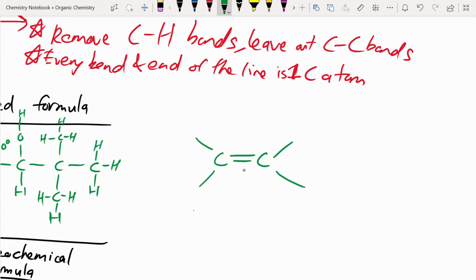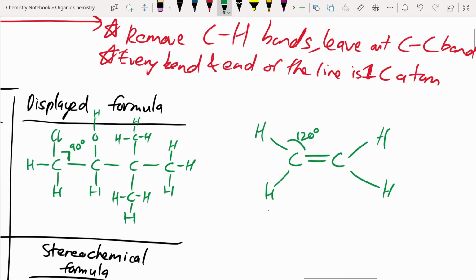Then another type of relative placing you'll need to take note of is ethene, or any double bond where there's a trigonal planar shape. If there's a trigonal planar, you need to know that it must be 120 degrees, just like the bond angle of trigonal planar.